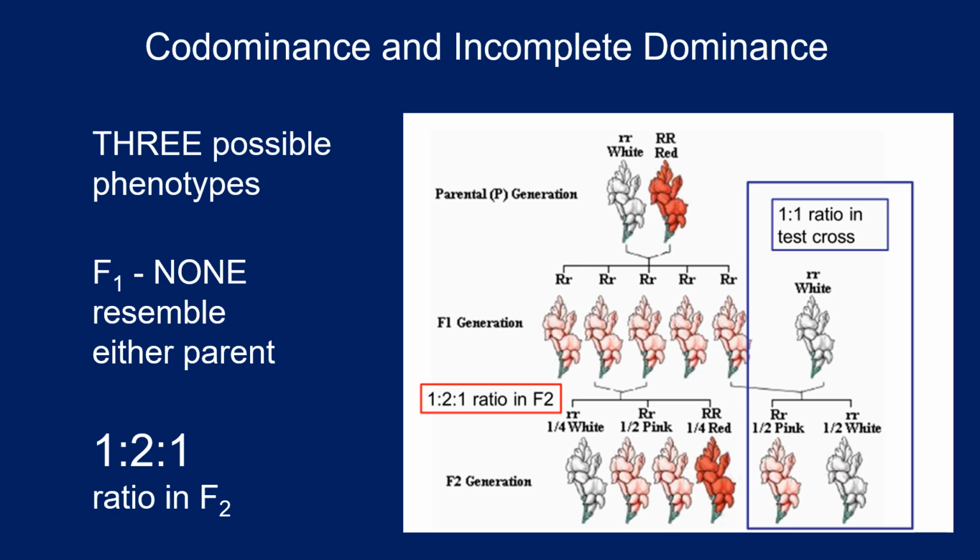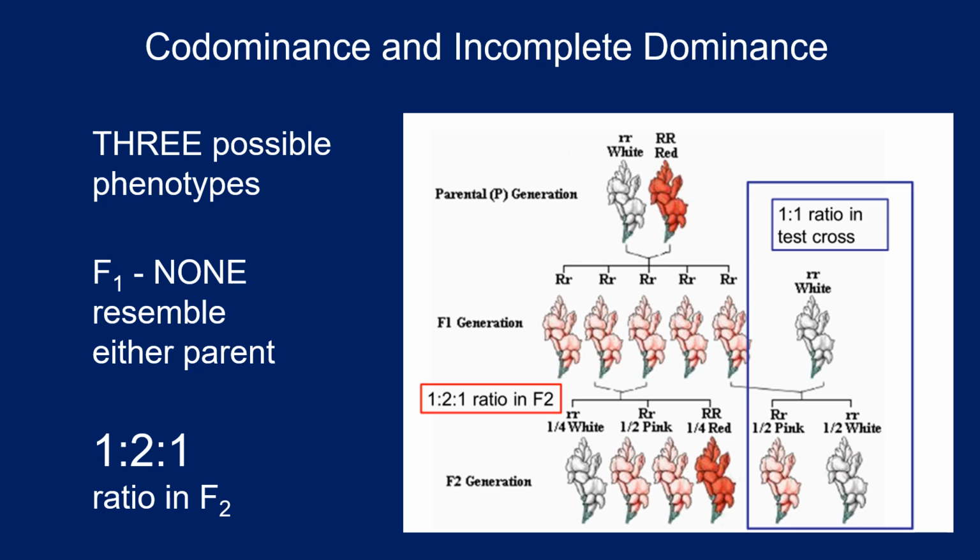If we take those pink flowers and we mate them amongst themselves, in the F2 generation, instead of getting a 3:1 ratio, we get a 1:2:1 ratio. We have one of our 4 plants white, so it's homozygous recessive. There's going to be one that's red, homozygous dominant, and there's going to be 2 heterozygous individuals that are pink. So the heterozygous individuals in this case are kind of a blending of the 2 original parents.